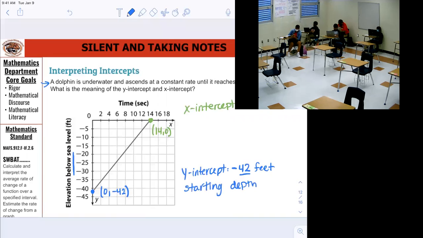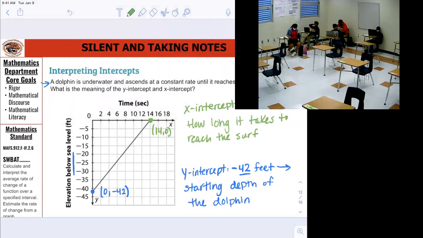Perfect. So again, the 42 feet is the starting depth of the dolphin. And the 14 seconds represents how long it takes to reach the surface. Or how long it was underwater. The time spent underwater. Both of those are good interpretations, yeah.